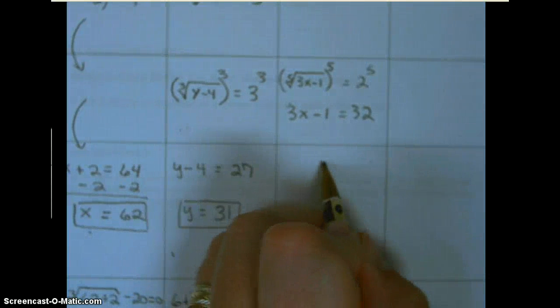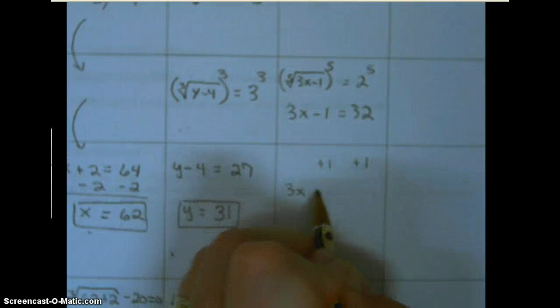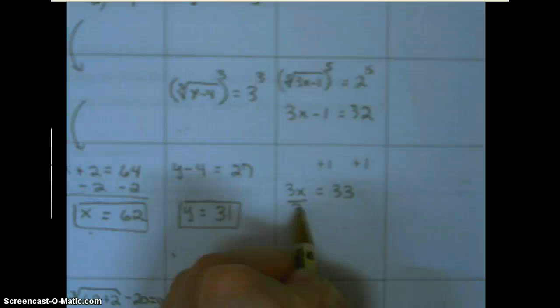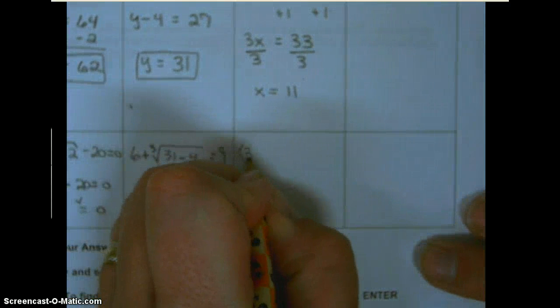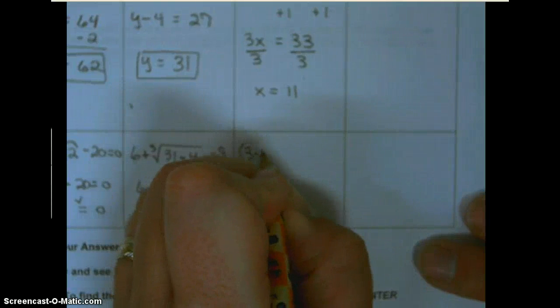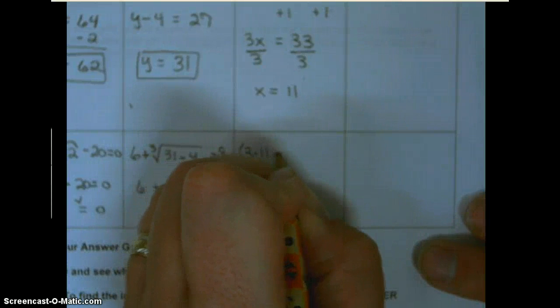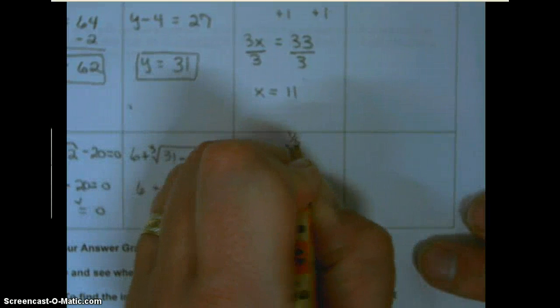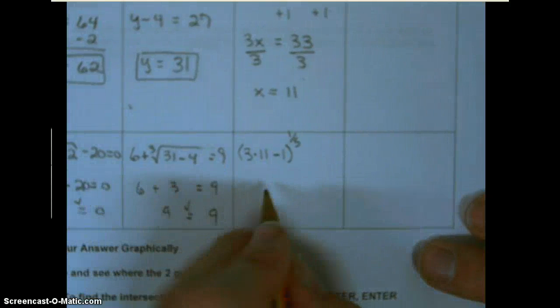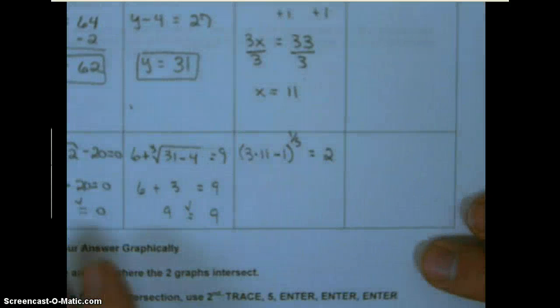Okay, going down here and solving, we're going to go ahead and add 1 on both sides. So we get 3x equals 33. Divide by 3. X equals 11. Okay, plugging 11 in to check our solution, we're going to have 3 times 11 minus 1, and that's the 5th root of that. Does that equal 2? Well, let's see.